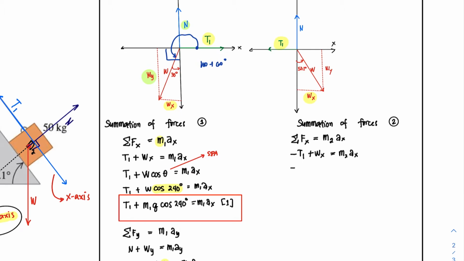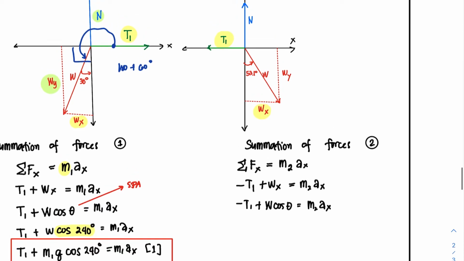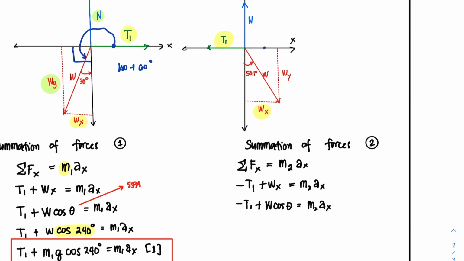So negative T1 plus Wx will just be W cosine of theta, whenever theta is measured in SPA, equal to m2 a sub x. Basically, we will employ the theta in SPA, so it's measured from here to here. The measurement of the angle from this point up until this point is 270. So 270 plus 53.1, that is your SPA, and that is equal, if you do the calculation, to 323.1 degrees.